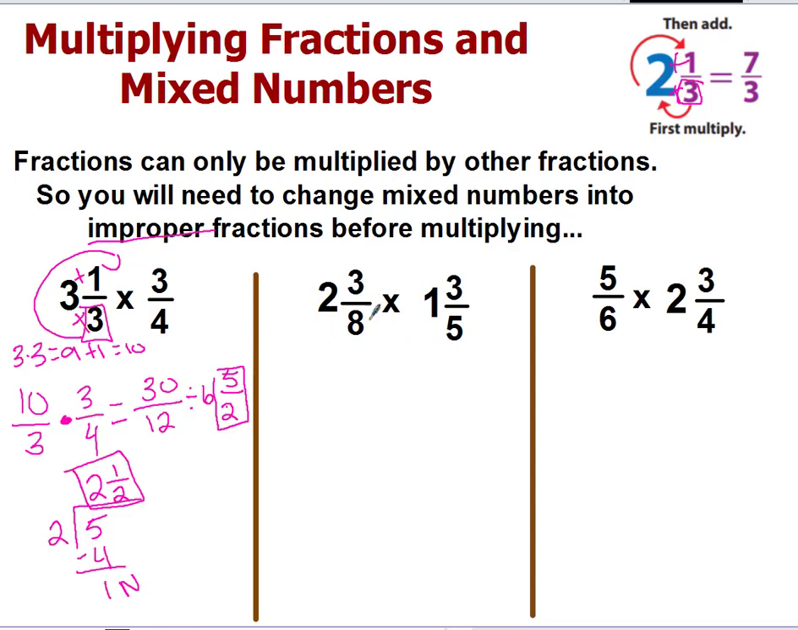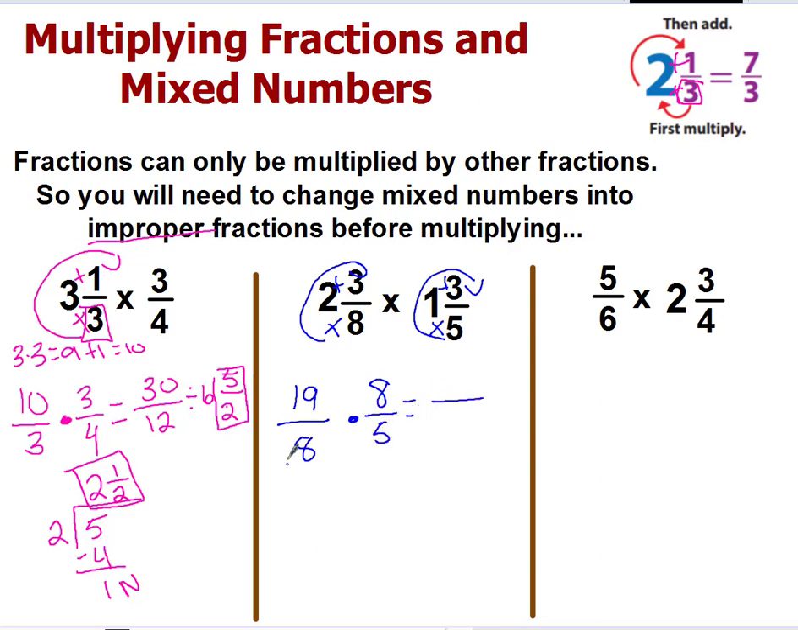Okay, let's look at the second example. Here I have a mixed number times a mixed number. So I have to convert both of them. Texas backwards, draw my arrow to help me remember the order. Okay, so 8 times 2 is 16. 16 plus 3 is 19. And I keep my same denominator. Times 5 times 1 is 5. 5 plus 3 is 8.